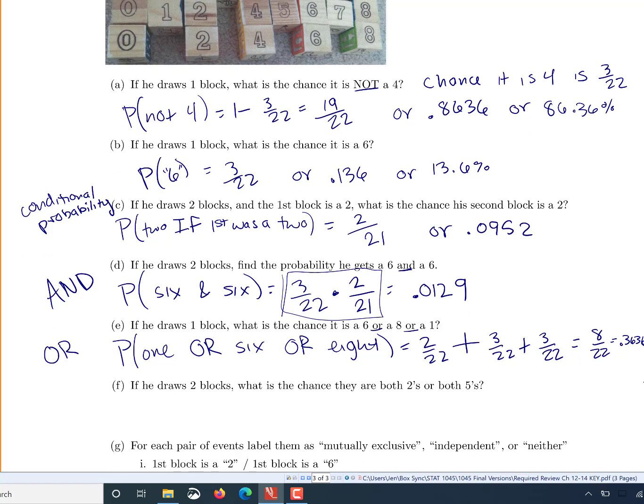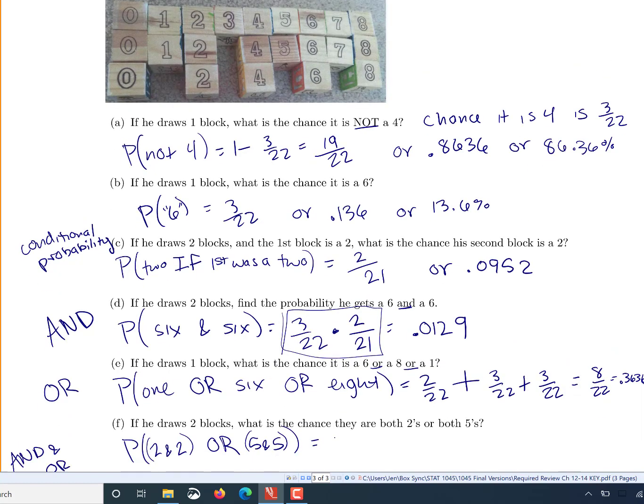If he draws 2 blocks, what's the chance that they are both 2s or both 5s? So this one we're going to do and or. So we're looking for basically the probability of a 2 and a 2. We're going to do that first. Or a 5 and a 5. So to get a 2 and a 2, there are 3 2s out of 22. But if you use 1, then you only have 2 left out of 21. Plus for the or. Now 5 and 5, you start with only 2 5s, so 2 out of 22. And then the next time you'd only have 1 left out of 21. So 0.0173.